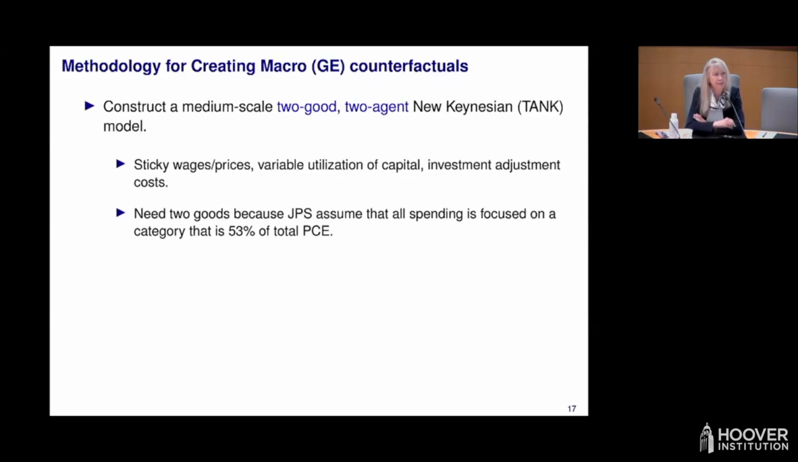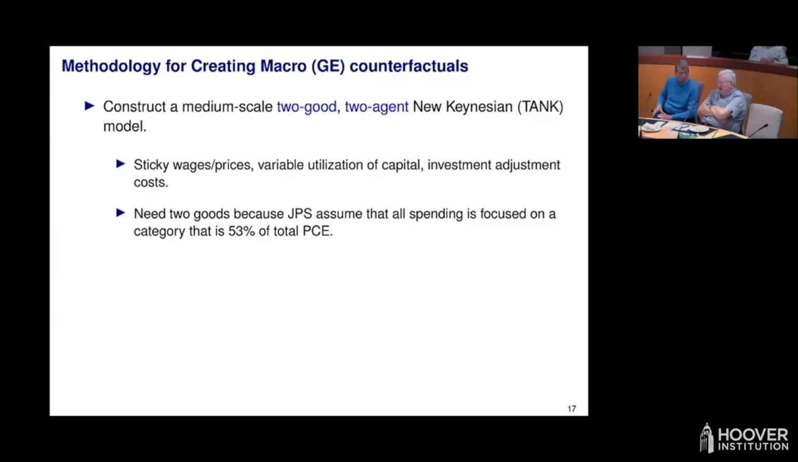So what we do is construct a medium scale, two good, two agent New Keynesian model. All right, so these are the kinds of models that a lot of policy institutes are using. And these are the ones that they say give us big multipliers. All right, so we're going to use that model, but we're going to show. Public finance guys have been using much less aggregated models for decades. I mean, for example, Dale Jorgensen has a multi-sector model.